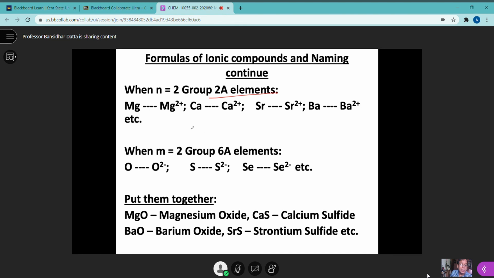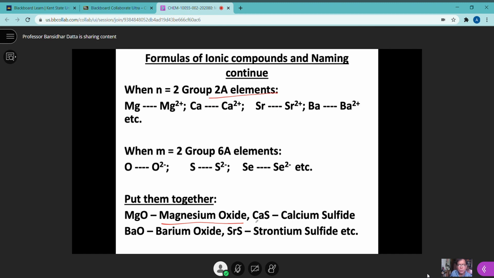Now, if we put them together, donor, acceptor. Metal is the donor, non-metal is the acceptor. Donor, acceptor, let's put them together. You get magnesium 2 plus, O 2 minus. Magnesium oxide, 2 plus 2 minus, neutral. And the name of this compound is magnesium oxide.